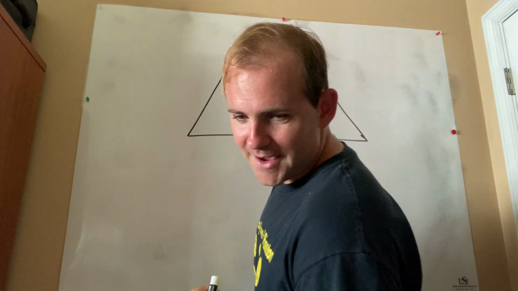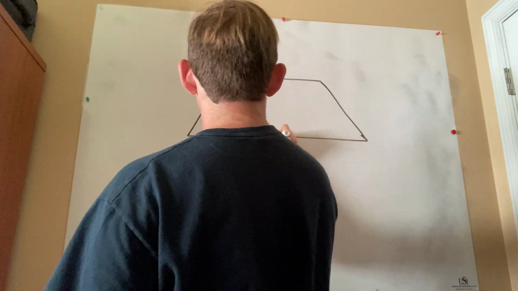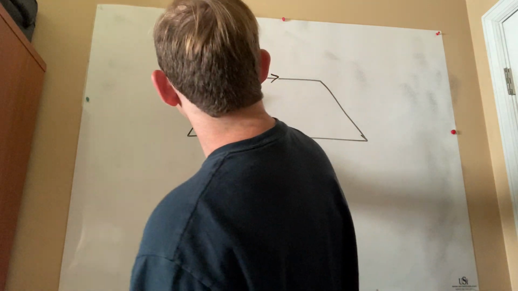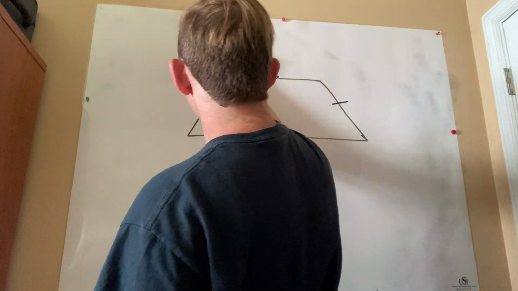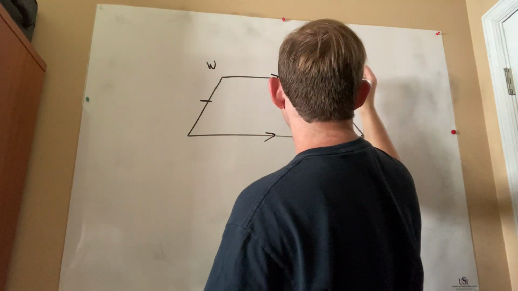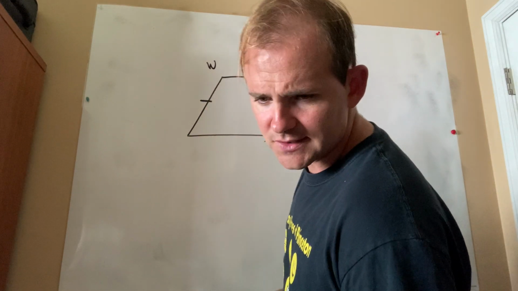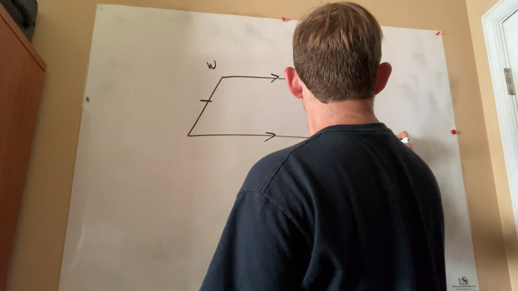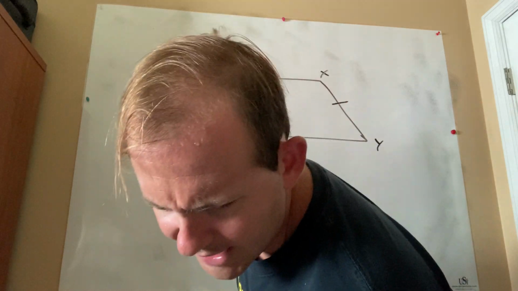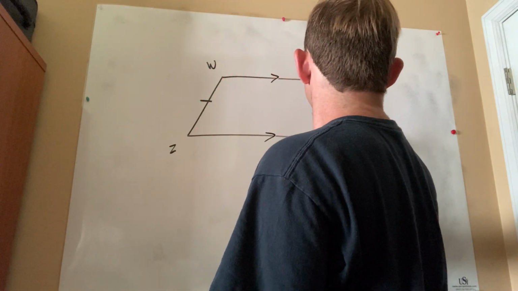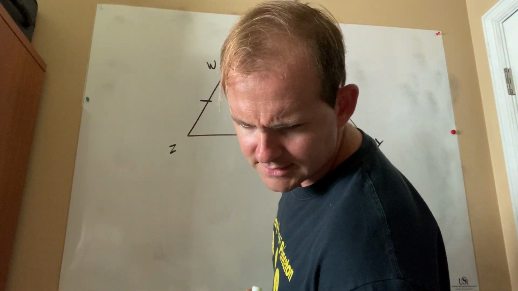Okay? Now, they tell us that this is an isosceles trapezoid, right? Which automatically means that I know certain pieces of information, like I have two congruent legs. What's that? 6x minus 1. And 10x plus 5.